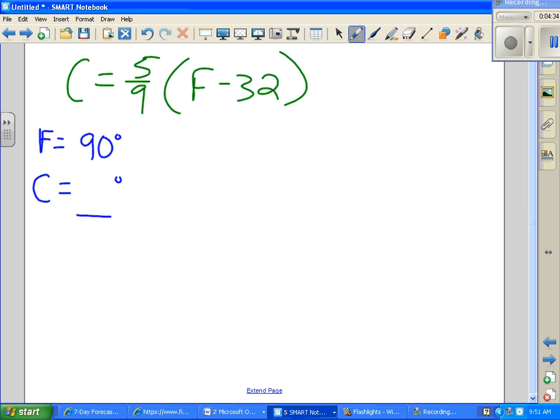Okay? So now, instead of solving for the F, we're going to solve for the C. So we're going to plug in the 90 because F does equal 90. Let's rewrite that down here a little easier. C equals 5 over 9 times the quantity 90 minus 32.